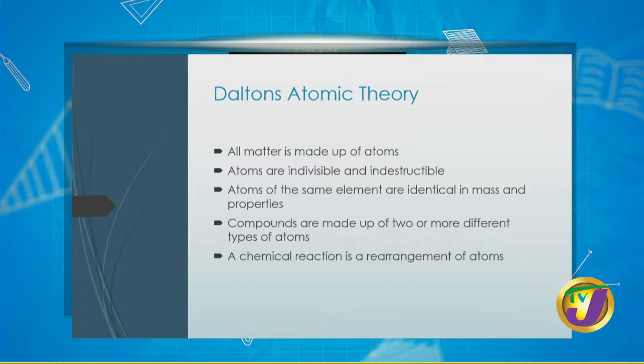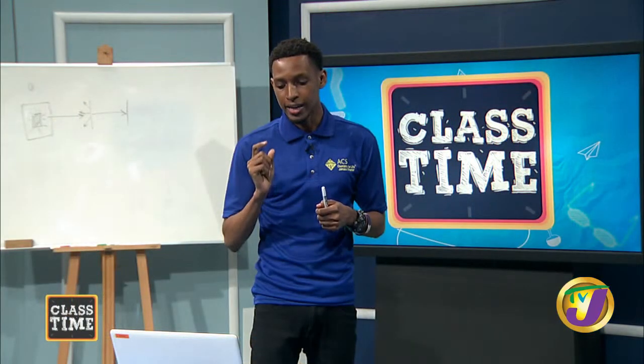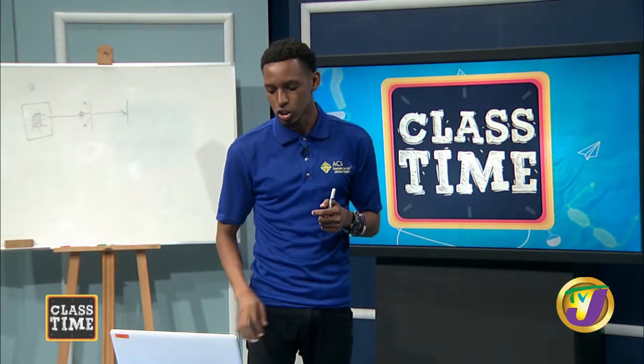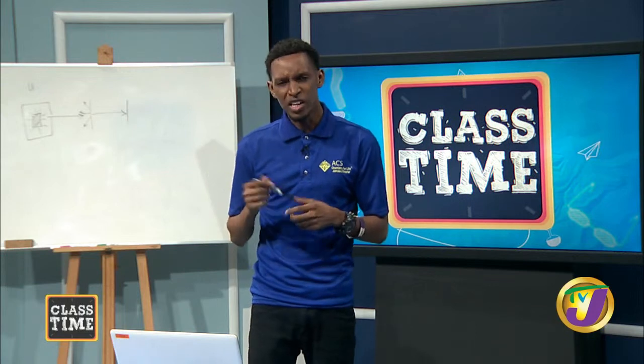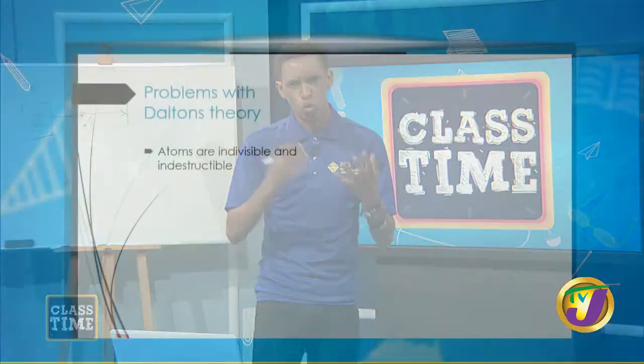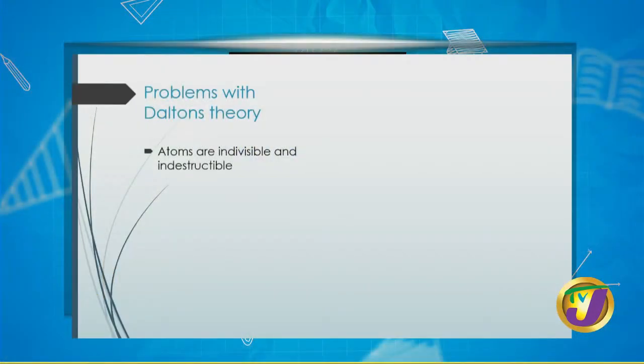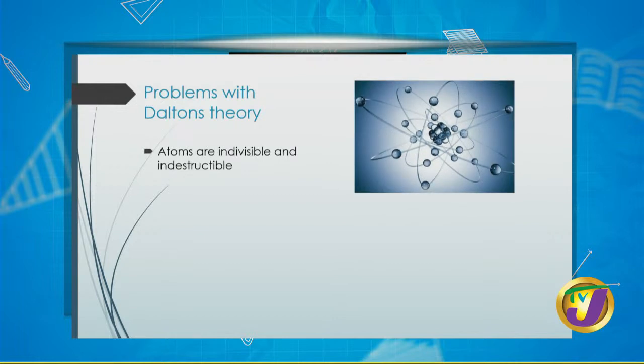Now, there were some problems with this theory, and I'll highlight the problems. He stated that atoms are indivisible and indestructible. But we know that an atom consists of a proton, a neutron, and an electron. So the atom contains subatomic particles which can be separated from the atom as a whole. So atoms are not indivisible. It can be divided into its subatomic particles.